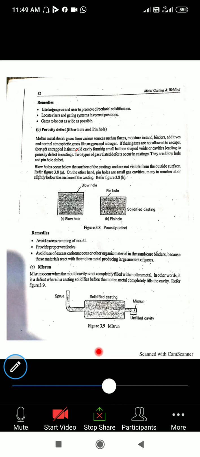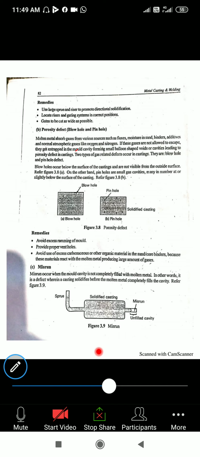So what are the remedies for that? Avoid excess ramming of the mold. Whatever ramming you are doing, you should not do extra ramming, ram lightly. Provide a proper vent hole. At the top of the mold box there should be small holes, so whatever gases are released from the mold cavity or from the molten metal can come out through those vent holes. This is one of the important remedies to keep in mind to avoid porosity defects.